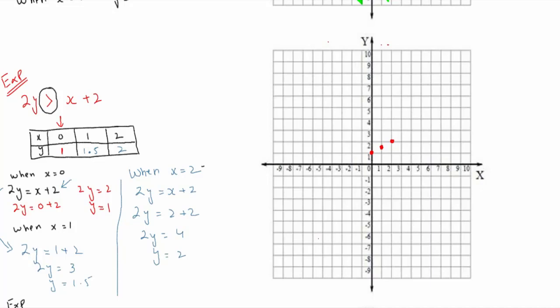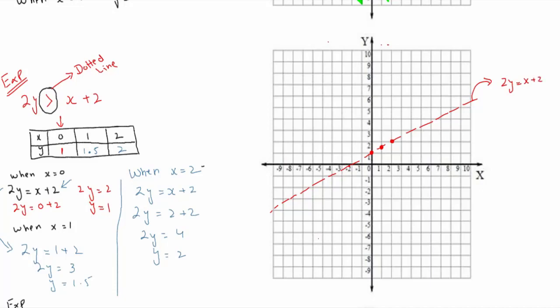Now if I look at the inequality here, you can see that there is no equal sign. So it means that I would have to draw a dotted line. So what I am going to do is something like this, and I am going to extend on this side too. So this line is 2y equals x plus 2.